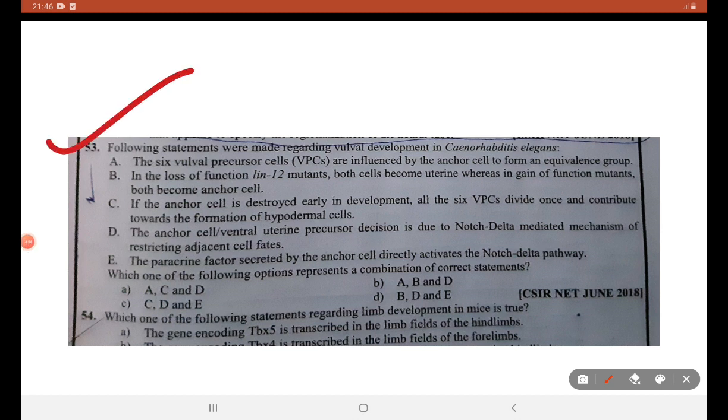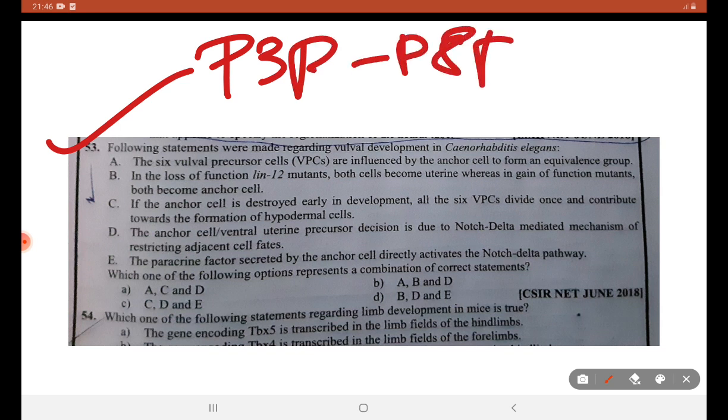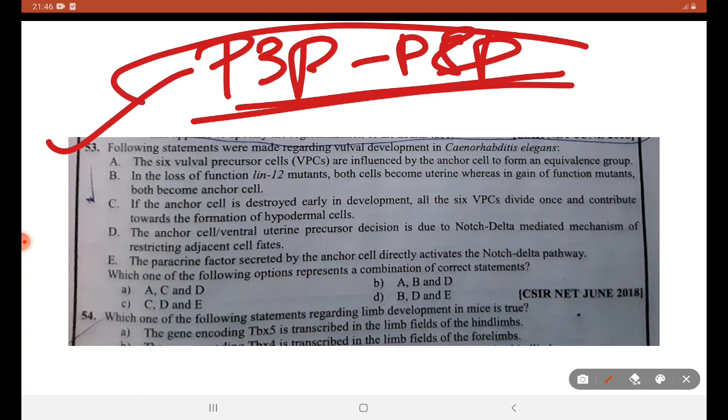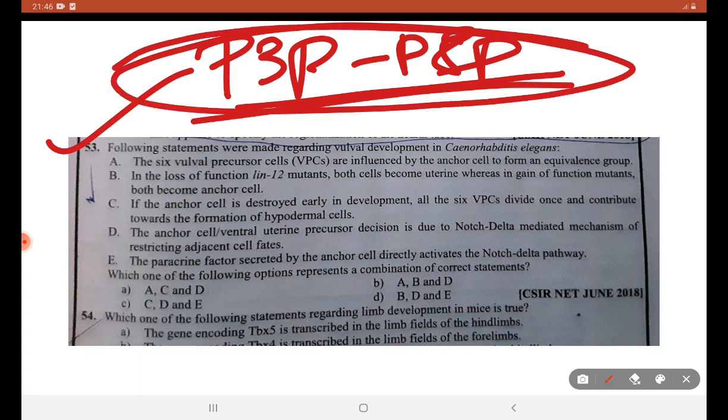Following statements are made regarding vulval development in C. elegans. Vulval precursor cells are influenced by the anchor cell to form an equivalence group. We have drawn all the cells from P3.p to P8.p. All these are an equivalence group in the sense that all the cells have the potential to become primary cells. A is correct. Loss of function mutation of LIN-12: both the cells become uterine, whereas in gain of function mutation, both the cells become anchor cell.